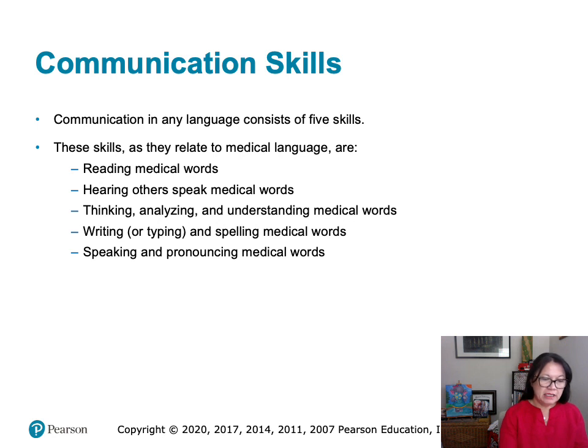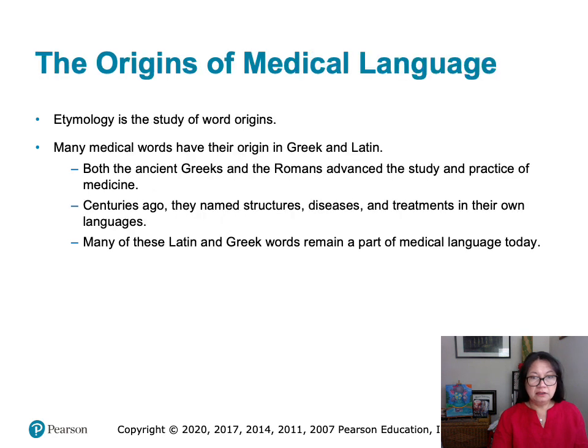The first 2 skills, reading and hearing medical words, involve receiving medical language. This is similar to the input coming into a computer. The third skill, thinking, analyzing, and understanding medical words, is similar to the processing function of a computer. The last 2 skills, writing and speaking medical words, involve relaying the medical language. This is similar to the output generated by a computer. All of these skills are critical to the communication of medical language. This text will help you develop all these skills by giving you many opportunities to practice until you've mastered them. While, again, this is not necessarily a graded assignment, if you use all the practice opportunities, this will help you master medical language.